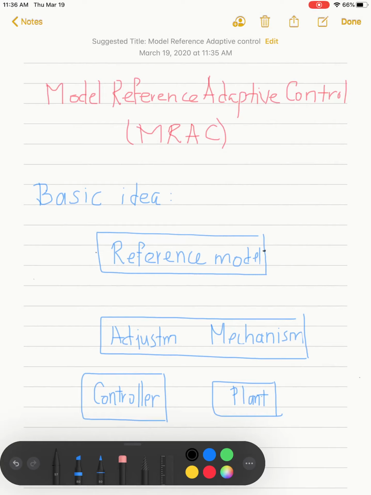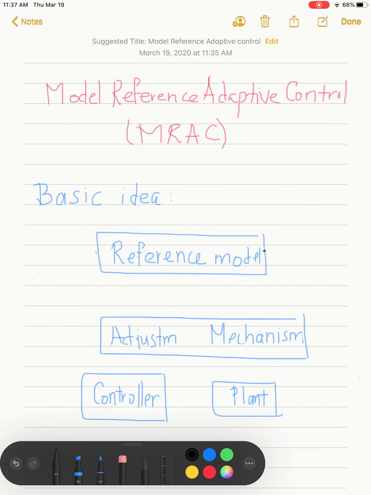Welcome back everyone. We'll resume our lectures on nonlinear and adaptive control. In this piece of the lecture, we'll talk about the basic idea of model reference adaptive control, and then we will introduce the MIT rule as a technique for implementing a version of model reference adaptive control.